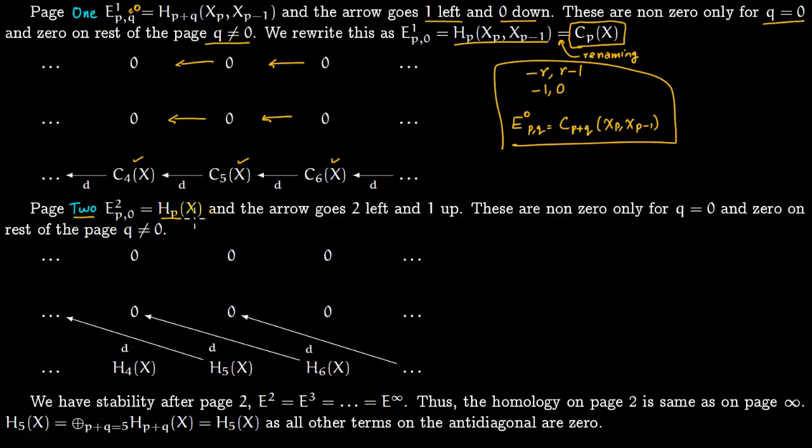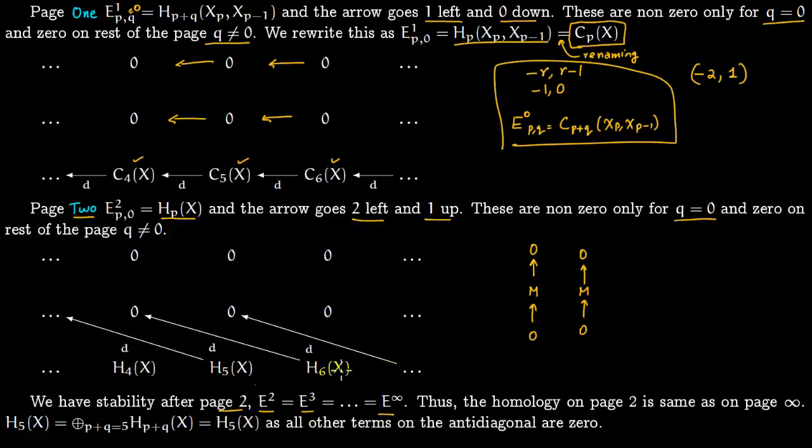So on page 2 you just have the homology groups, and again by this rule on page 2 you put R as 2, you get minus 2 and 2 minus 1, 1. So you get 2 left and 1 up. So only non-zero items live here for Q equals 0, and everywhere else you have 0. So therefore you have stability, because you have 0 going out and 0 coming in to a module. You take its homology, which is just kernel over image. Image is always 0, kernel is the entire space, so you get stability. So after page 2 everything just will look the same. These groups will remain where they are. So page 2, page 3, all the way to page infinity looks the same.